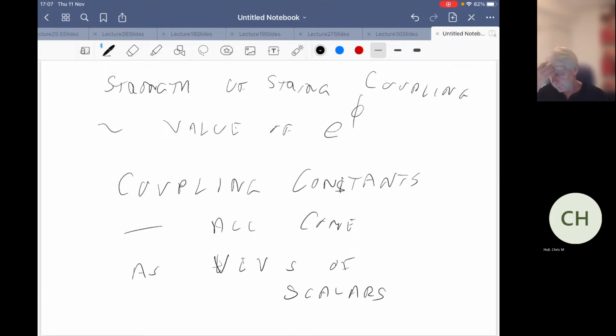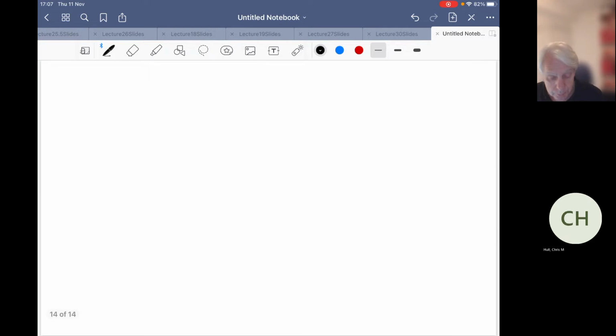And so that gives us a very nice way of, so in some ways there aren't independent coupling constants, there's rather just scalar fields, and the expectation values determine strengths of coupling. So now we come to the question that we started with.